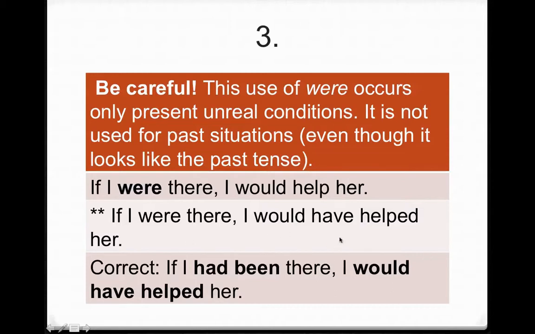because if it's the past type 3 conditional, this is what it looks like. If I had been there, I would have helped her. So here we have a type 2 conditional, present unreal. Here we have a type 3 conditional, past unreal. But this is an incorrect sentence, and the 2 stars means that it's wrong.